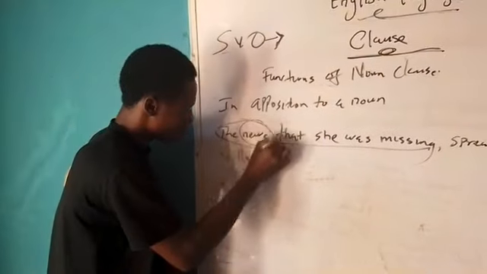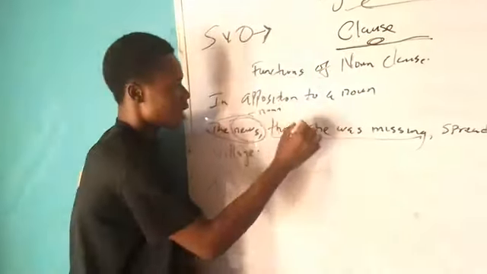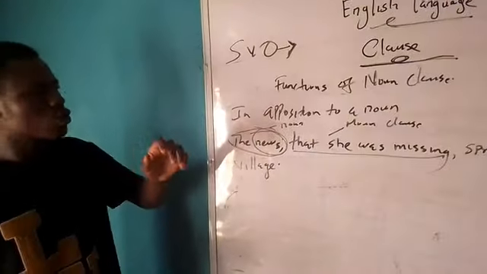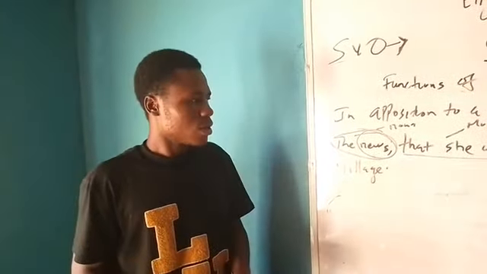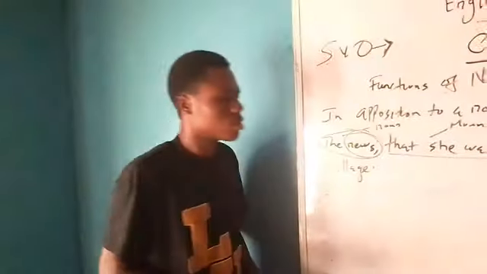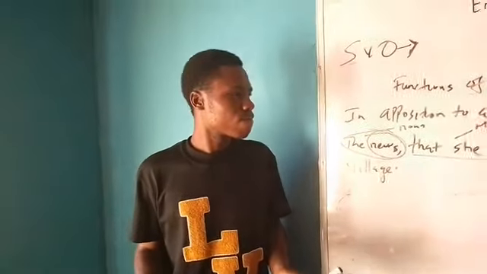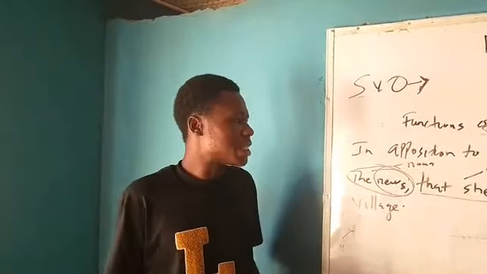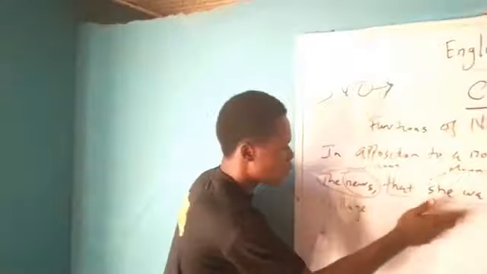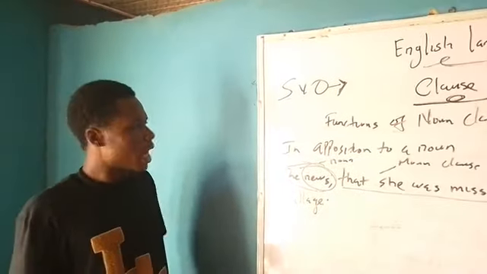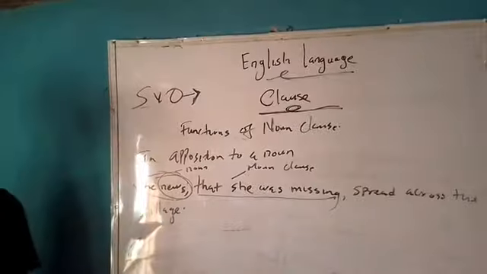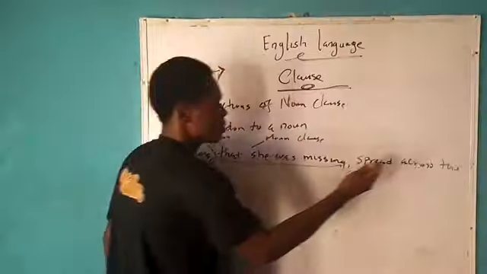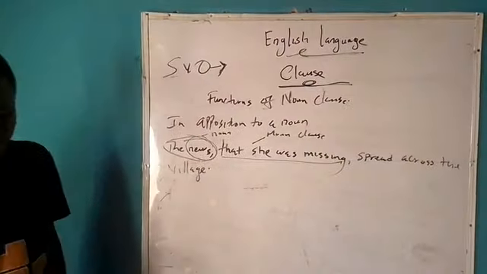News is our noun, and this is our noun clause. When you look at it very well, they are referring to the same thing. For you to know it, let me ask you, what is the news? The news is that she was missing. Then that she was missing, what is that she was missing? It is the news. Can you now see? This noun clause is in apposition to the news. We can say the news spread across the village. But for you to give us more information, the news that she was missing spread across the village.